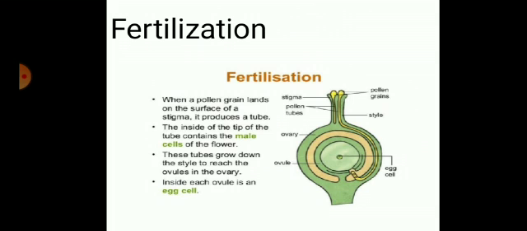Fertilization. The process of fusion of male and female gametes is called fertilization. Here, the male gamete is from the pollen grain and the female gamete is the egg. The cell which results after fusion of the gametes is called a zygote. The zygote develops into an embryo.